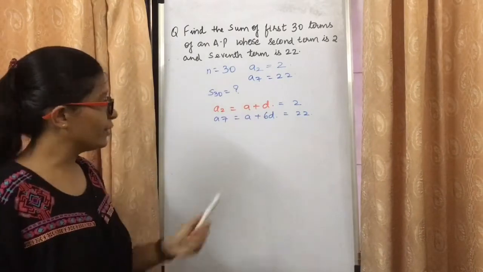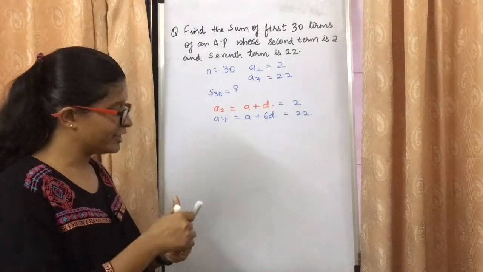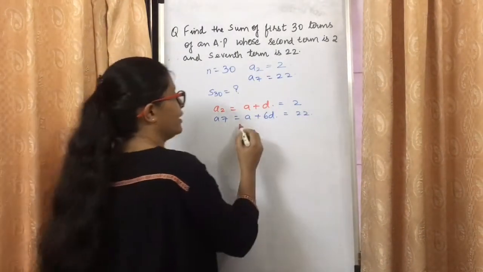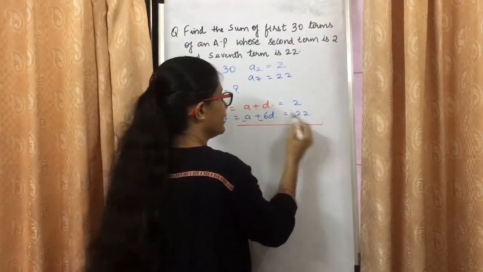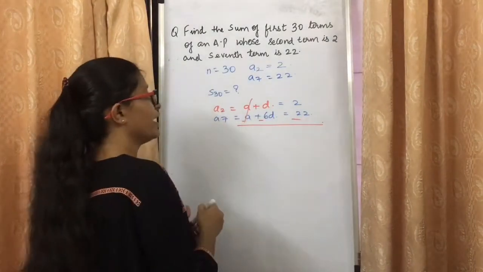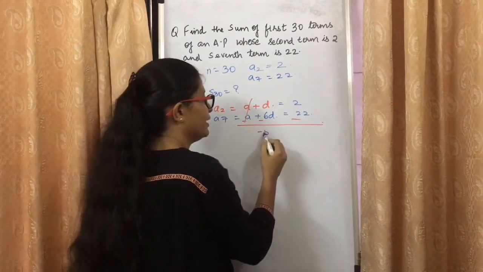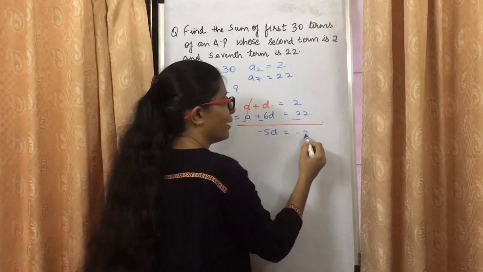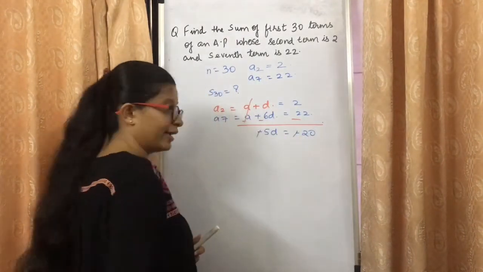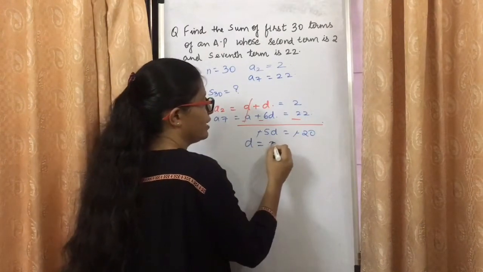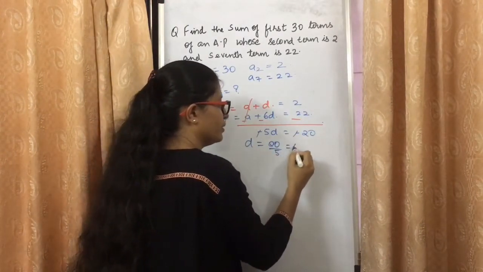So we have two equations, two unknowns. Can we solve it simultaneously? Yes. क्या करेंगे? दोनों इक्वेशन को subtract कर देंगे. A and A will get cancelled out, and you will get D minus 6D will be minus 5D, and here you will get minus 20. Minus minus on both the sides will get cancelled out. The value for D comes out to be 20 by 5, which is nothing but 4.